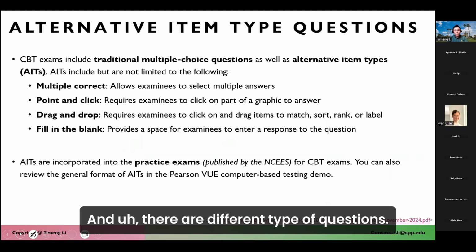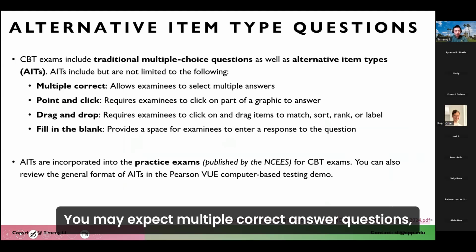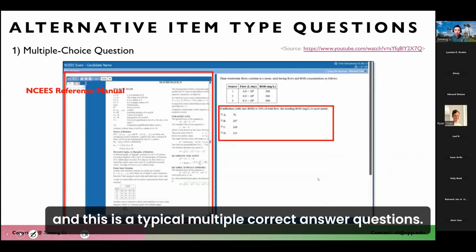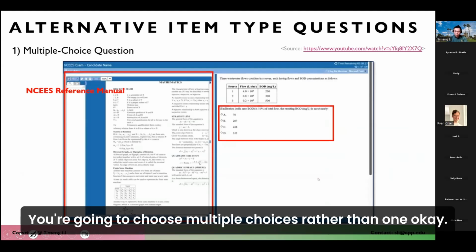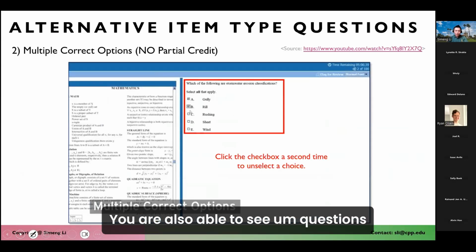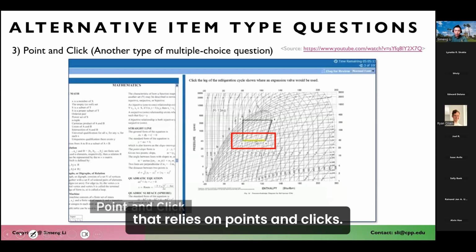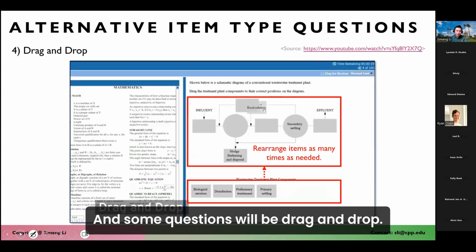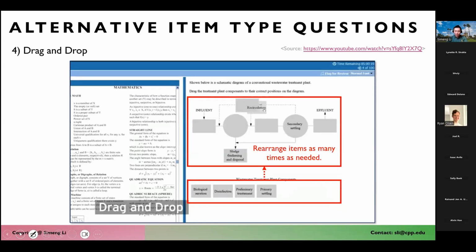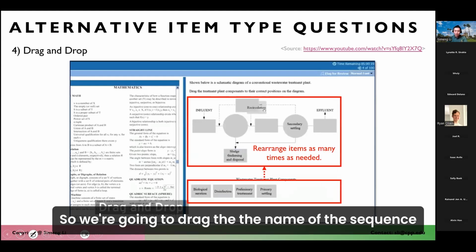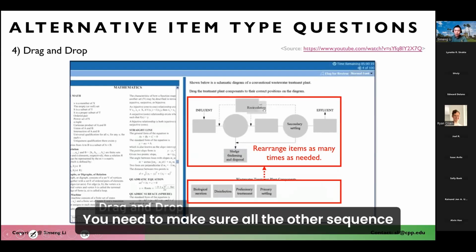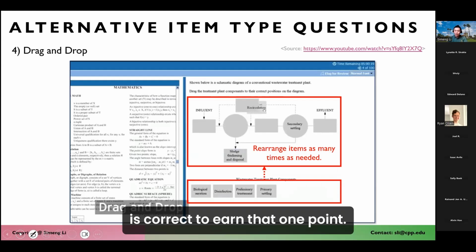And there are different types of questions you may expect. Multiple correct answer questions, and this is a typical one. You're going to choose multiple choices rather than one. Okay. You are also able to see questions that rely on point and click. So you're going to click one side in the figure, for example, here. And some questions will be drag and drop. So you're going to drag the name of the sequence in this water treatment process to the right location. You need to make sure all the sequence is correct to earn that 1 point.